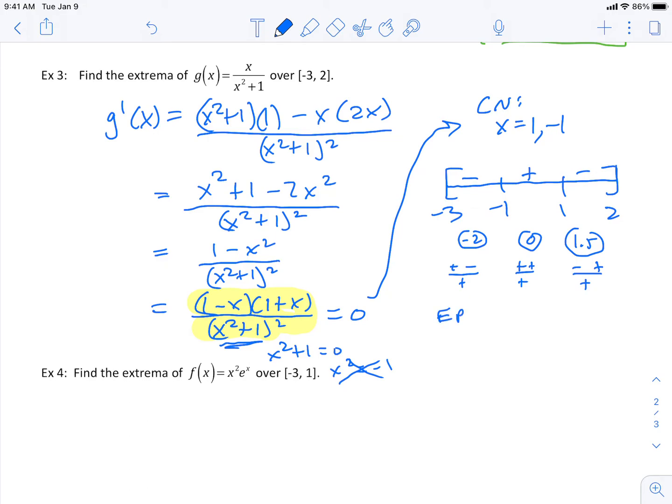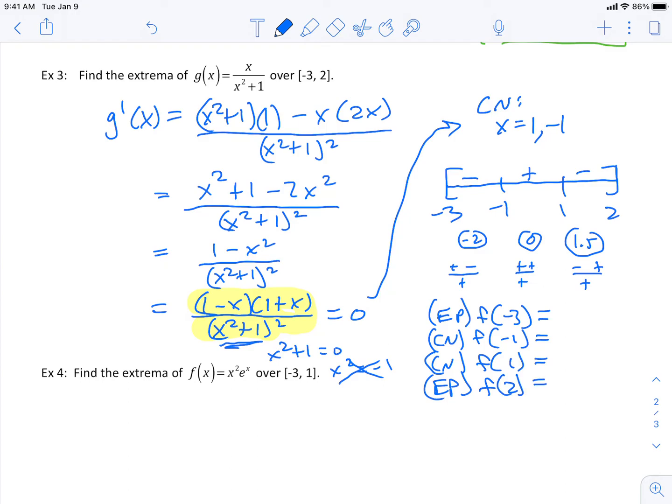So first endpoint, we have f of negative 3. Then the critical numbers come next. I'm just going in order from smallest to greatest. So we're going to plug in negative 1. We're also going to plug in positive 1. And now the last point we check is the endpoint on the right, which is 2. All right, so again, now we are, oh, and I guess these are g's. Oh, my bad. Not f's.